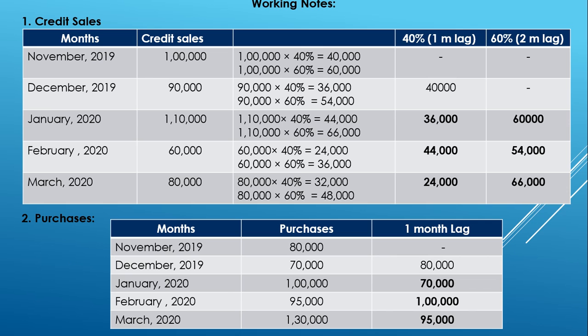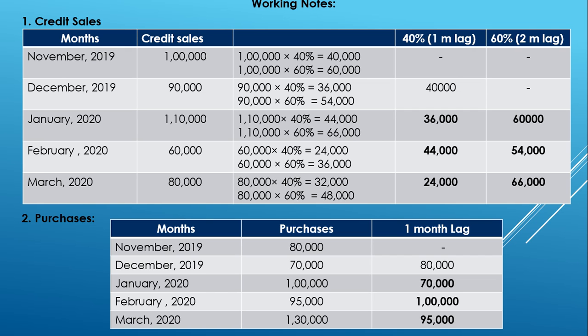January. In the same way, for December, we have calculated 40% and 60%. 36,000 will be paid in January and 54,000 in February. Again, the same for January, 44,000 in February and 66,000 in March. Then for February, 24,000 in March and 36,000 in April. We have not taken the other months like April, because we have to make a budget only for January, February and March.